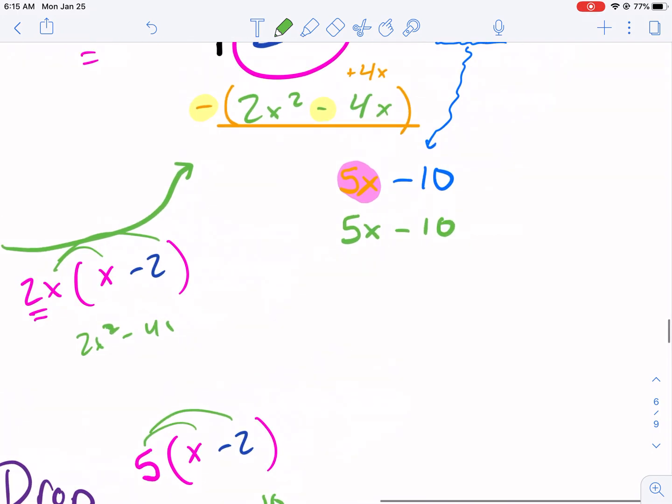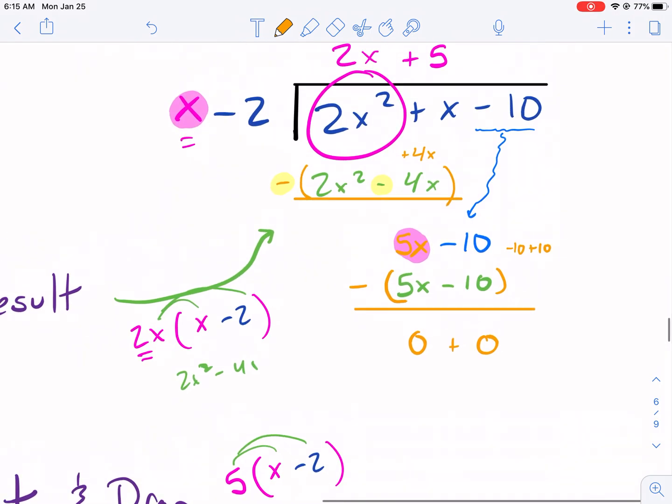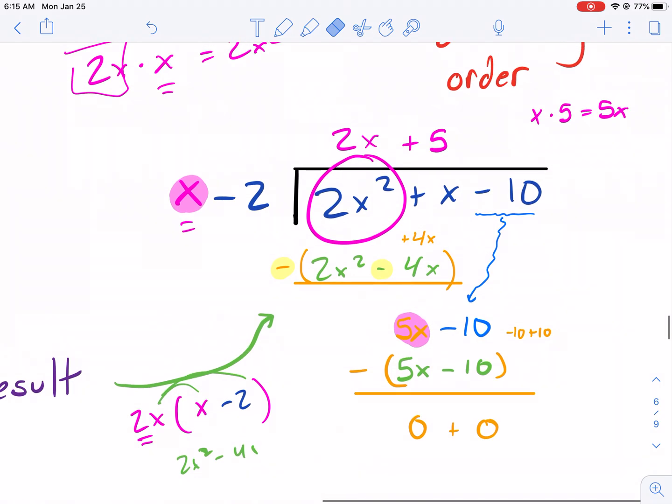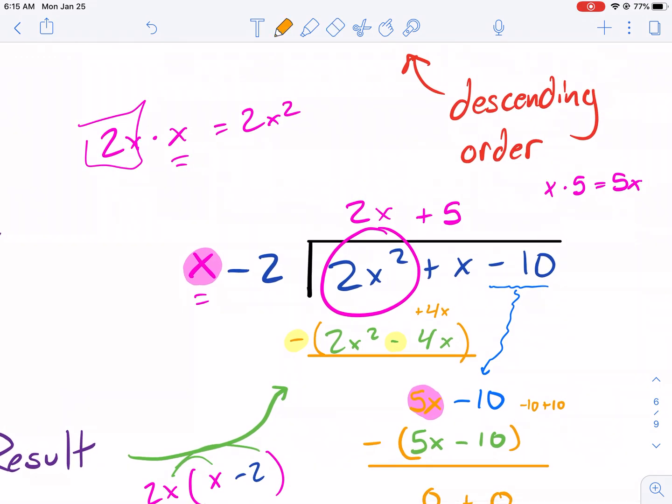We need to subtract this now, just like we did before. Always put parentheses, okay, and now we need to be careful. 5x minus 5x gives me 0. Negative 10 minus a negative 10 is the same thing as negative 10 plus 10, which also gives me 0. And there's nothing left to drop. So we just got done dividing that. There's nothing to the right. We are finished with this. So our final answer, after we do this division, is 2x plus 5.